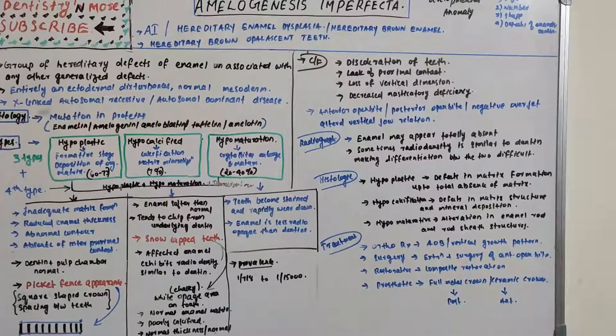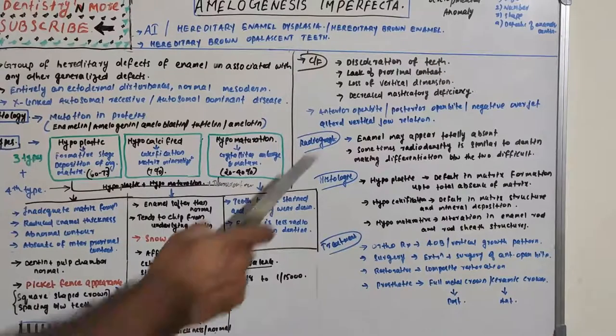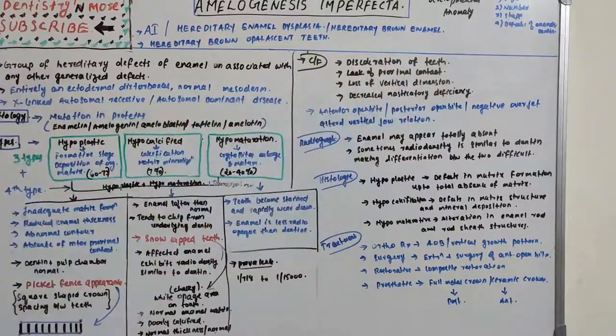Today's topic is amelogenesis imperfecta. In developmental anomalies, we have learned the various categories of anomalies. It depends on size, number, shape of teeth and also the defects of enamel and dentine. So amelogenesis comes under the defects of enamel. Let's get into the details of amelogenesis imperfecta.